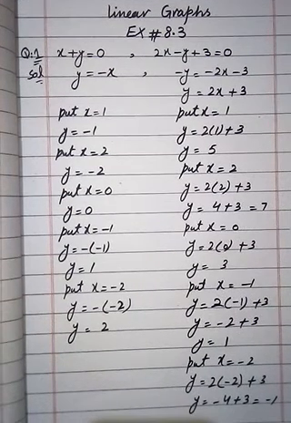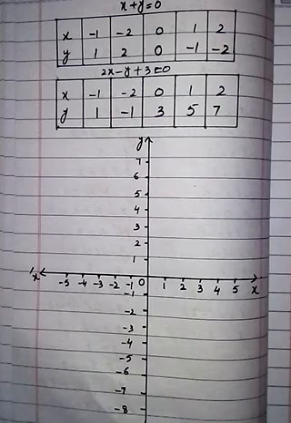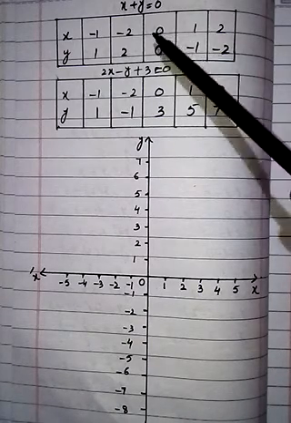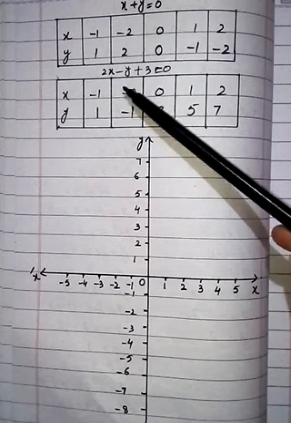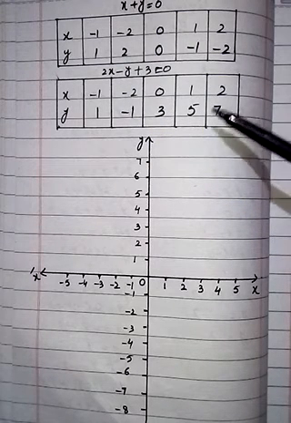Now you have to construct table for these values. Now we will make the table for first equation x plus y equals to 0. Now second equation 2x minus y plus 3 equals to 0. This is the second table for second equation.